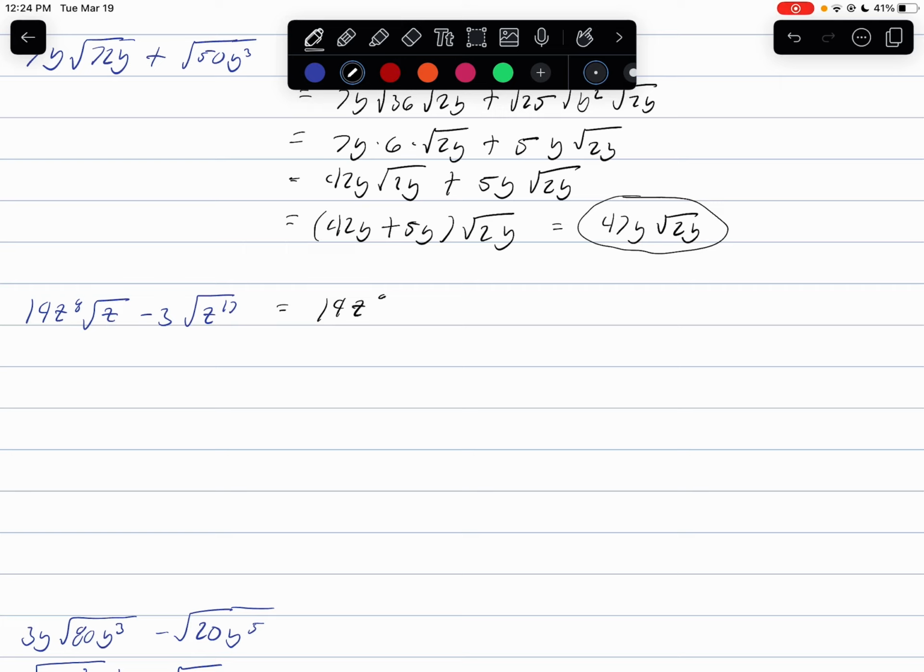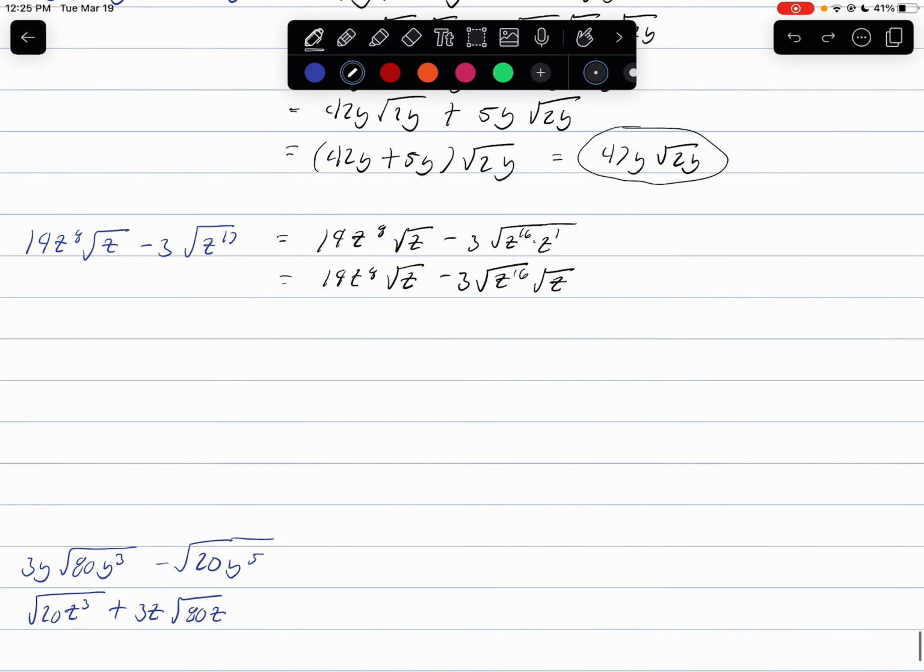So we can rewrite this as 19z to the 8th times the square root of z minus 3 times the square root of z to the 16th times z to the 1, right? So that'll be 16 plus 1, or just times the square root of z. So this becomes 19 z to the 8th square root of z minus 3 times z, the square root of z to the 16th times the square root of z. So now we have that square root of z in common here. And now we can just simplify.